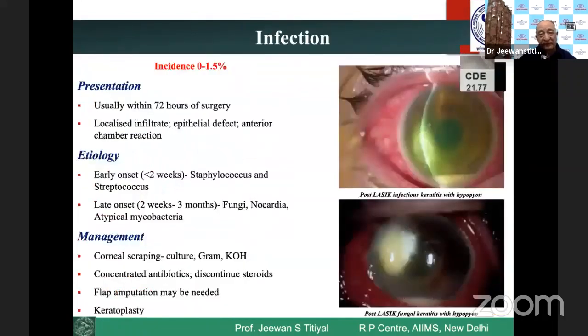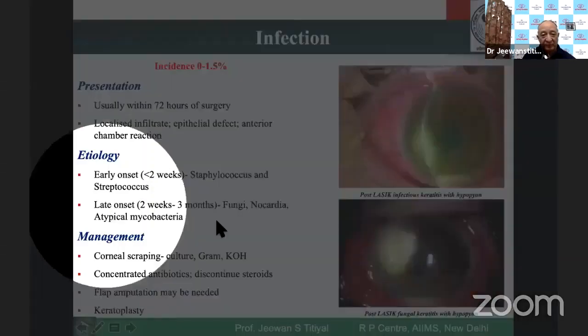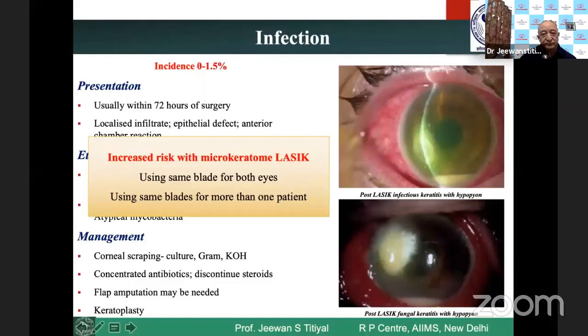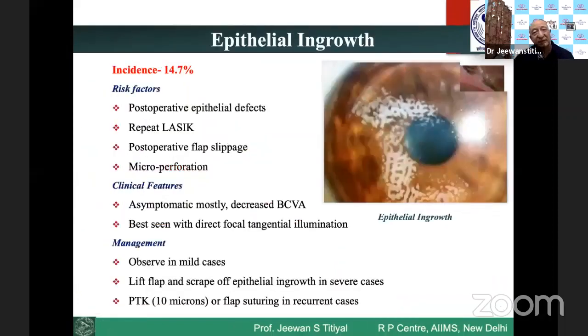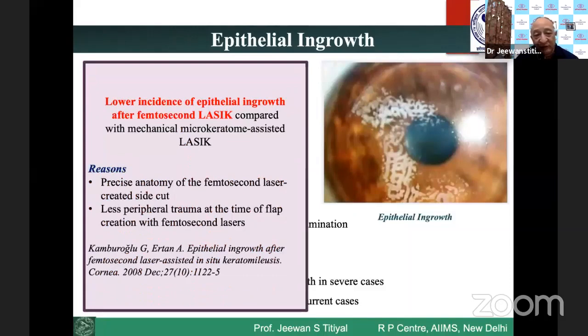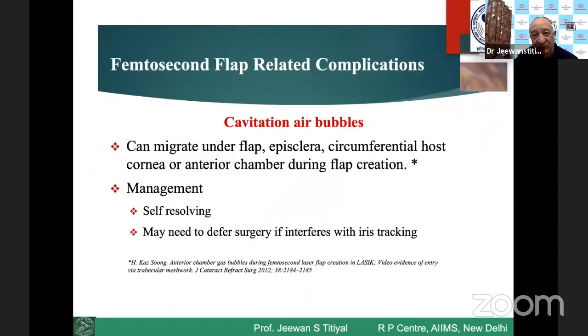Infection rates have decreased, but they're still there with microkeratome use, especially with multiple uses. And we all know it's very common to have atypical mycobacteria. Fungal infections are also very common with LASIK procedures. While the femtosecond laser will have lesser chances of epithelial ingrowth, and better adaptability of patient and surgeon in terms of comfort. So if you look at various results, we all know anatomically and physiologically femtosecond will be better than cases with the microkeratome.